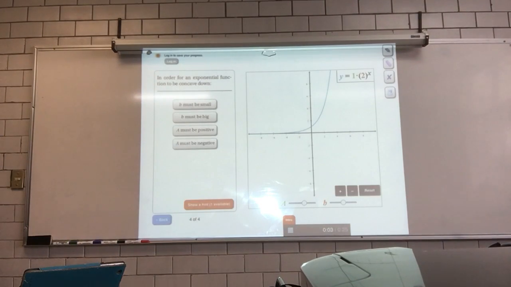Okay, last question. Here we want to know, for which values of a and b will this exponential function be concave down? Right now it's concave up. It's smiling. There we go. This is a concave up function. But how can you change a and b so that the function is concave down or frowning?